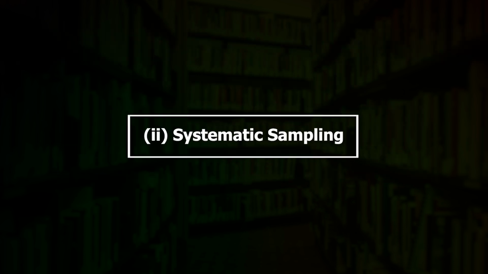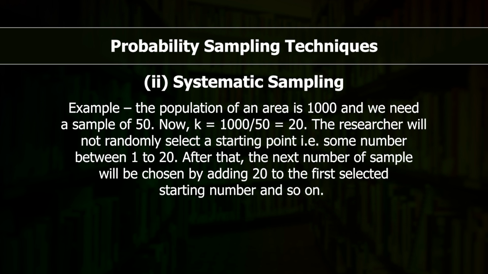Next type is systematic sampling. In this, the researcher identifies the total population and then determines the sample size. The next step is to divide the total population by the sample number so as to get the kth number. For example, if the total population of an area is 1000 and we need a sample of 50, your k will be 1000 divided by 50 and it comes out to be 20.